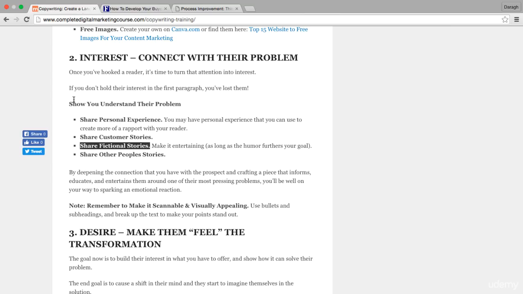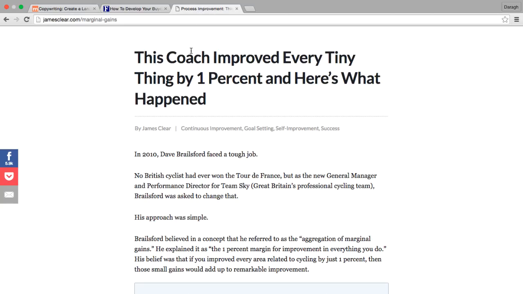Now, another way that you can show that you understand their problem is to share other people's stories. Here's a great example of that. This is a blog post by James Clear, and it's not so much a sales letter, but I think he uses the technique here, and it's a good example. So here's the headline: this coach improved every tiny thing by 1%, and here's what happened. So in 2010, David faced a tough job. So straight away he's talking about something really relevant for anybody who's faced a tough job. So that's the problem that he's really identified.